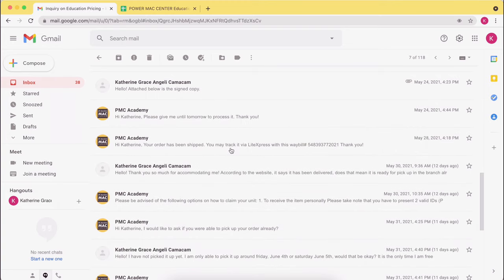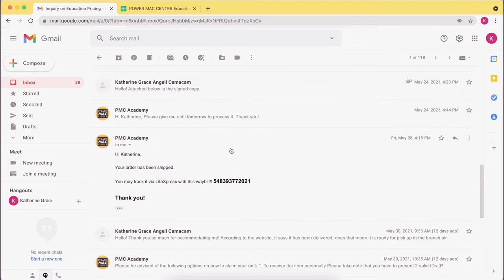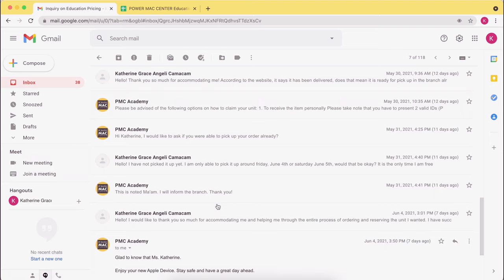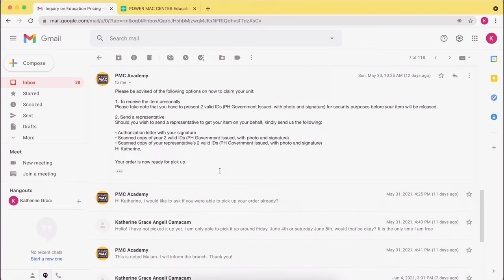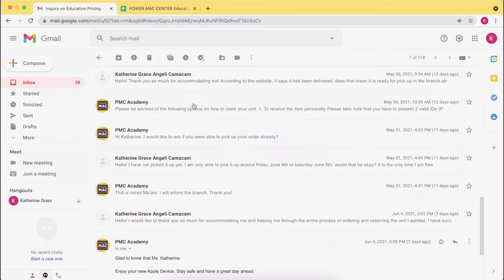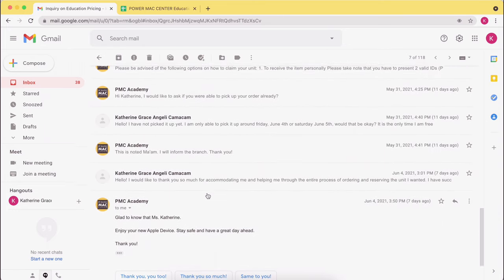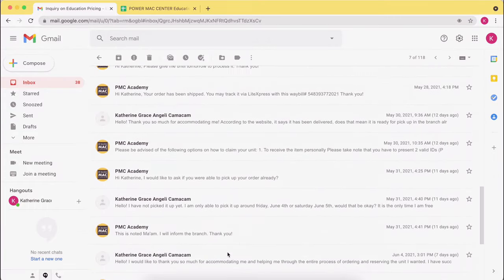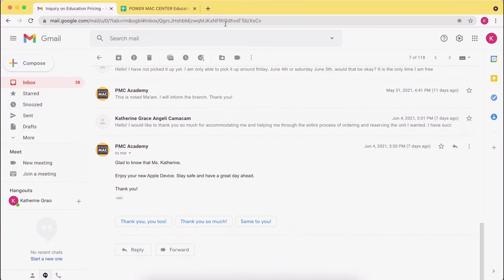About 4 days later, they already had it shipped, in which they sent me the waybill, and it was shipped to the pickup branch closest to me. And then it was already ready for pickup about 2 days later after it was shipped. The staff were very responsive, and they also tried to reply within minutes.